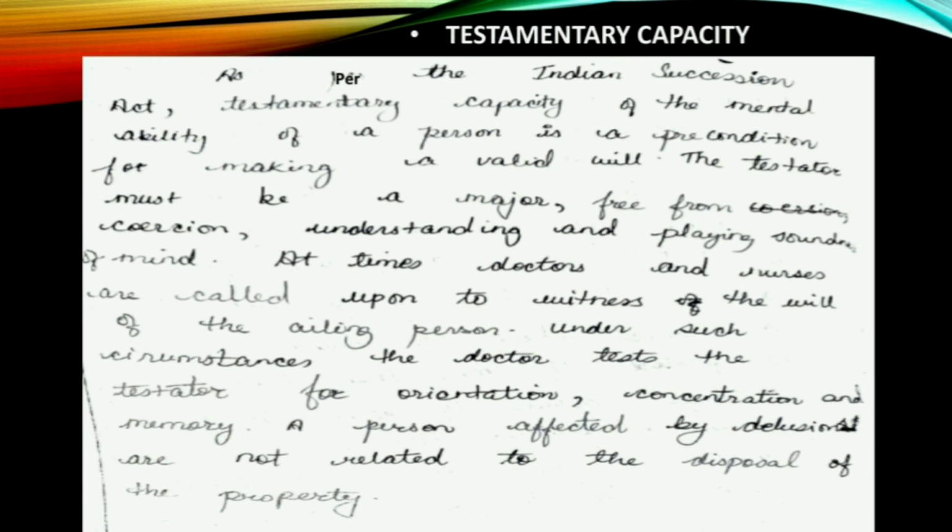First, let me tell you the testator is a person who has given a legacy or will. The testator must be major. That means he has to be above 18, or we can say adult, to be given a will. If he does not have the capacity to persuade someone, if he is unable to understand people, and if his mind is unsound to make a will, then during such a situation, doctors and nurses are called to witness the will of the ill person. At such times, the testator is tested for orientation, concentration, and memory.